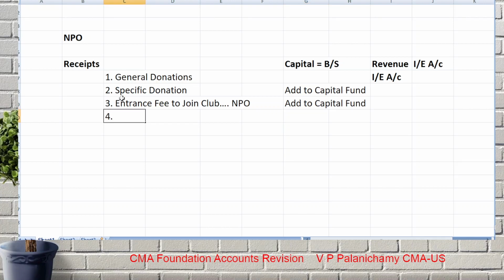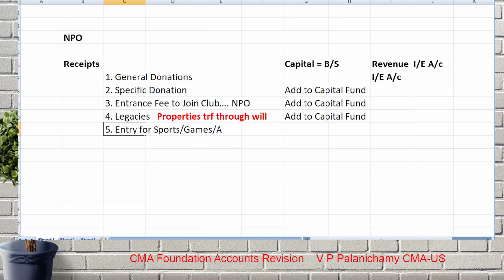Number four, if you collect any legacies, meaning properties transferred through a will. A member writes a will and the property is transferred. That will be added to the capital fund.